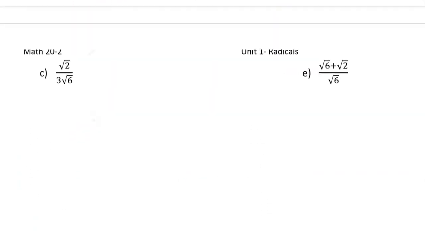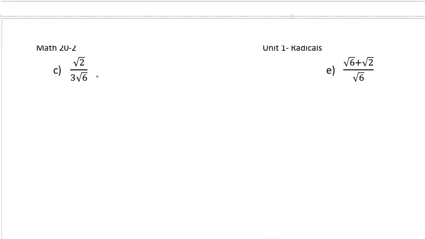Okay, so in this one, there are different ways to get there. We could multiply the bottom and the top by root 6. That would totally work. Everything would work out fine. But you can also simplify to begin with if you want. So you've got root 2 over root 6. That would be the same thing as root 1 over 3 root 3, right? And root 1, you wouldn't leave it as root 1. That's just 1. So this is the same thing as 1 over 3 root 3.